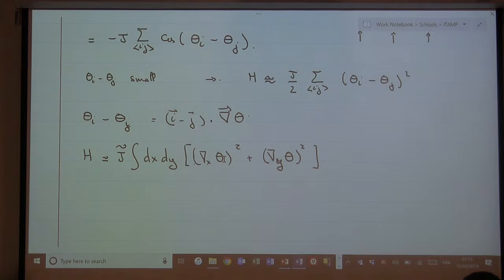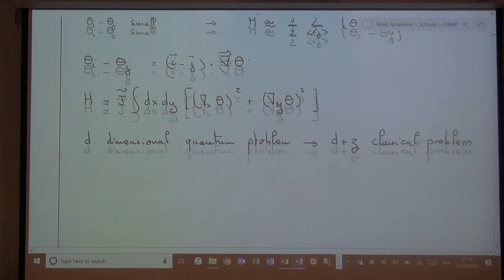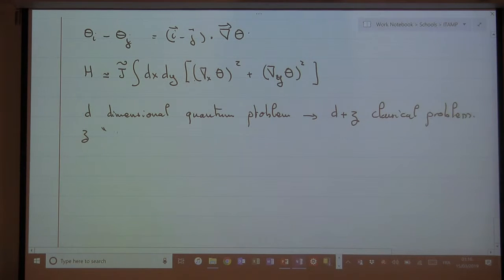So this is one example of a canonical mapping that one can do between a d-dimensional quantum problem and a d+1 classical problem, by using the functional integral or by using simple identification. Very often you can map a d-dimensional quantum problem, in general, to a d plus z dimensional classical problem, and I will explain in one second what z means. z is, if you want, the number of dimensions of the time.